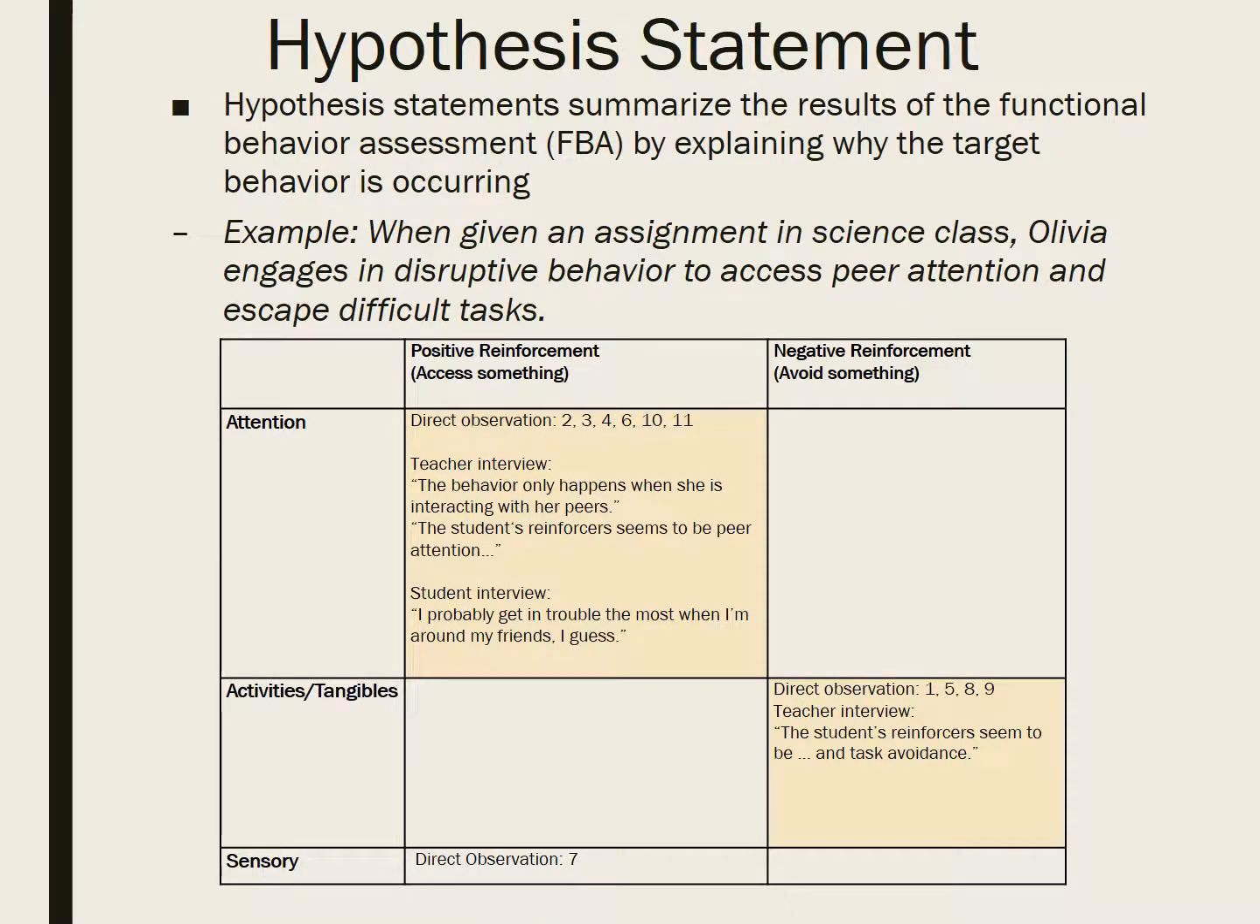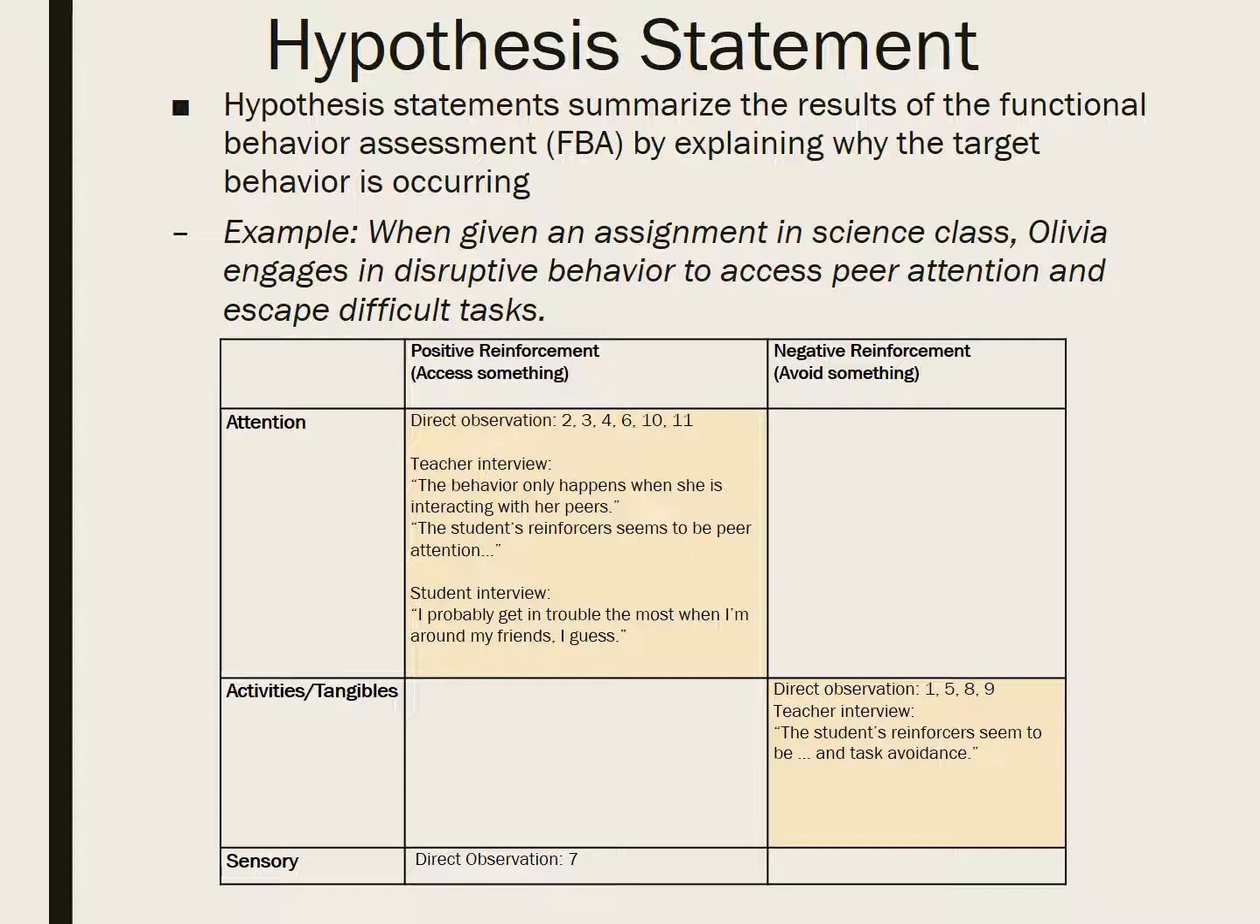After you've gone through all of your direct observations, all of your teacher interview, and all of your student interview, you're going to start noticing cells that are populated with more data than other cells. After you've gone through everything and you've plugged all of the information in that you can, you're going to construct a hypothesis statement. If we look at this function matrix, the hypothesis might say, when given an assignment in science class, Olivia engages in disruptive behavior to access peer attention and escape difficult tasks.